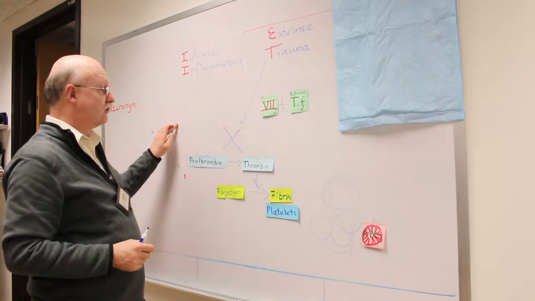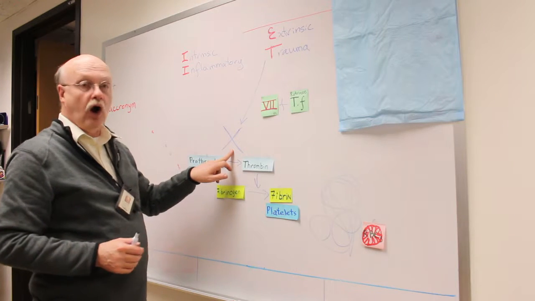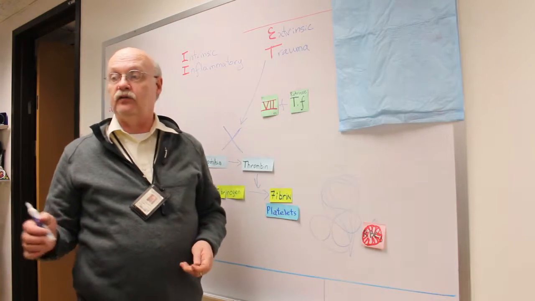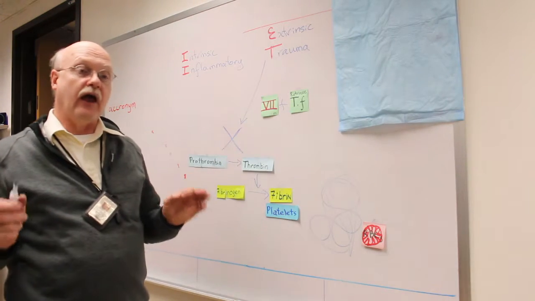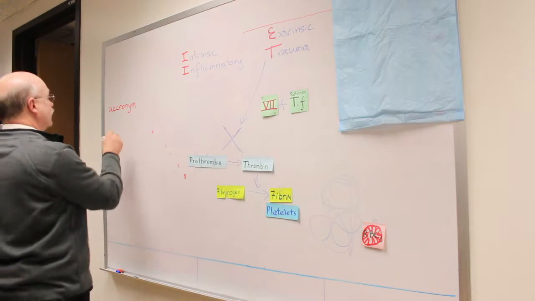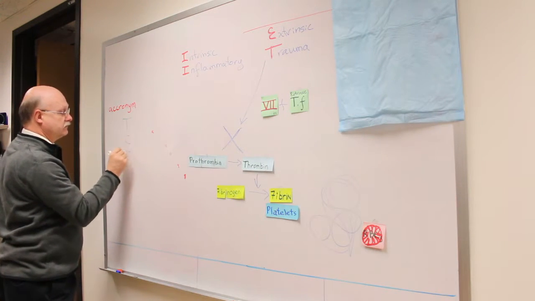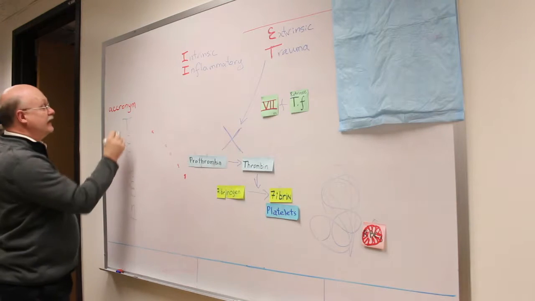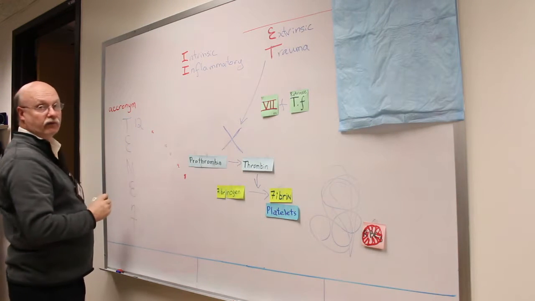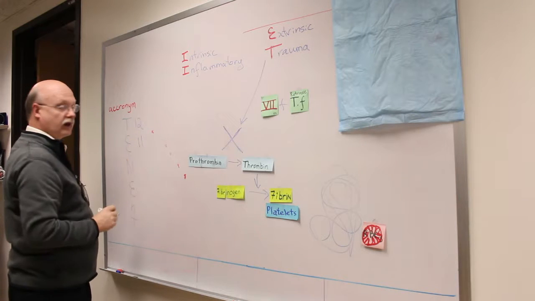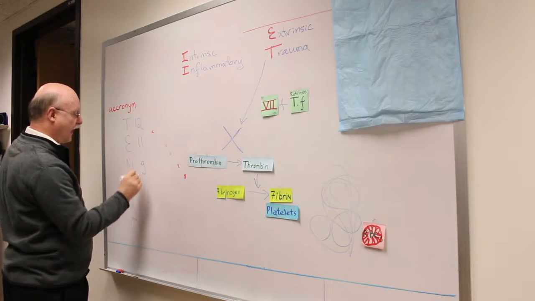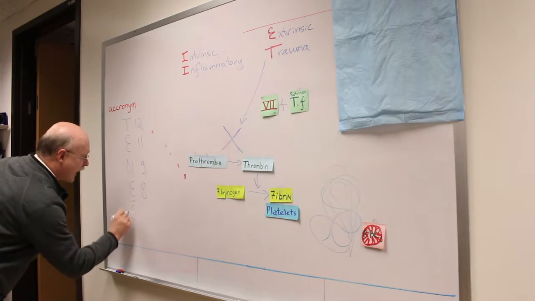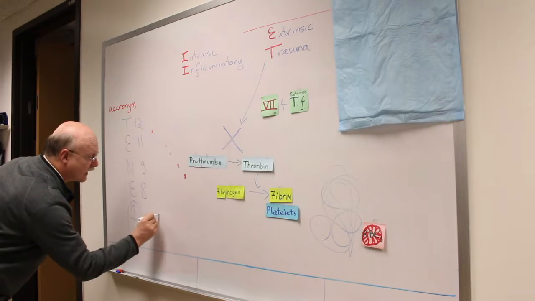The intrinsic pathway also requires activation of factor 10, and that begins with knowing the acronym of the intrinsic pathway, and the acronym is TENET. The T stands for factor 12. The E stands for factor 11. The N stands for factor 9. The E stands for factor 8. And the NT is backwards. Brings us to factor 10.